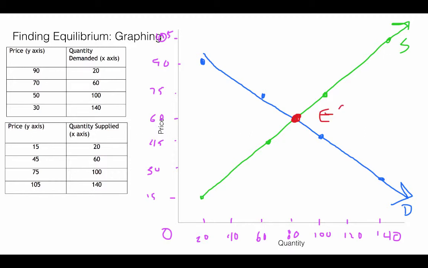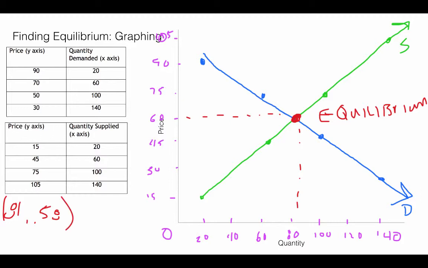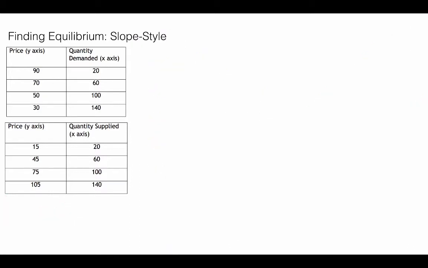Now that we see this, we are good to go. If I had to estimate, I would go down to the quantity and across to the price. So maybe 57 or 58 as my price, and 81 as my quantity. Now that's an estimate, it's not perfect. What I want to do is get it perfect, so I need to use some algebra.